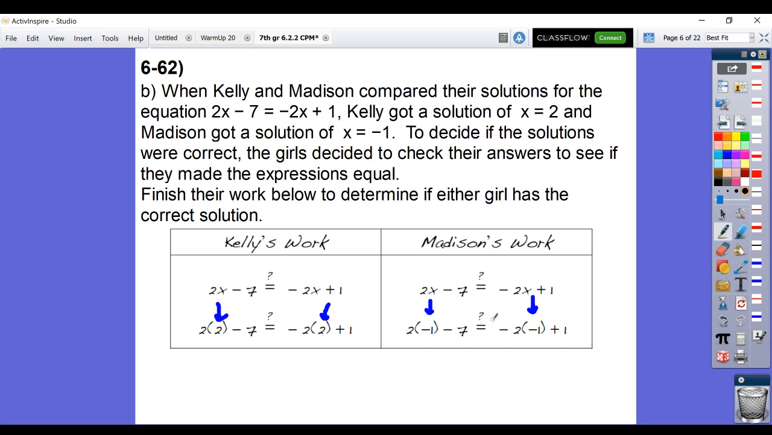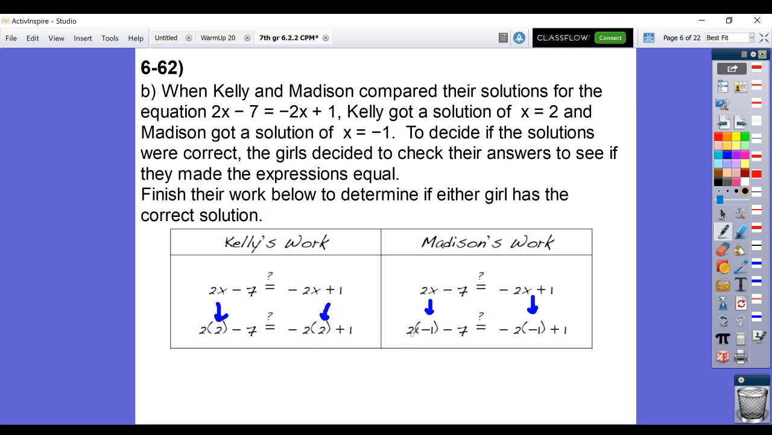And then what they're saying, with this equal sign and a question mark, is: is the left side equal to the right side? So if you take 2 times 2 minus 7, does that equal -2 times 2 plus 1? So you can put this into a calculator or you can figure out the value yourself. But 2 times 2 minus 7, what does that equal? -2 times 2 plus 1, what does that equal? If they are equal to each other, you put a check mark behind them and you say, yes, Kelly had the correct answer. If not, then she did not.